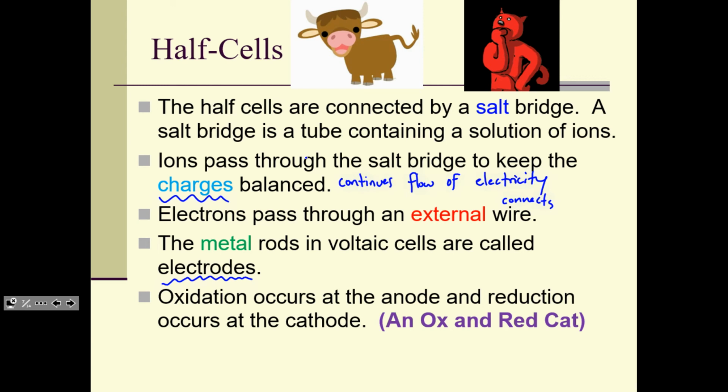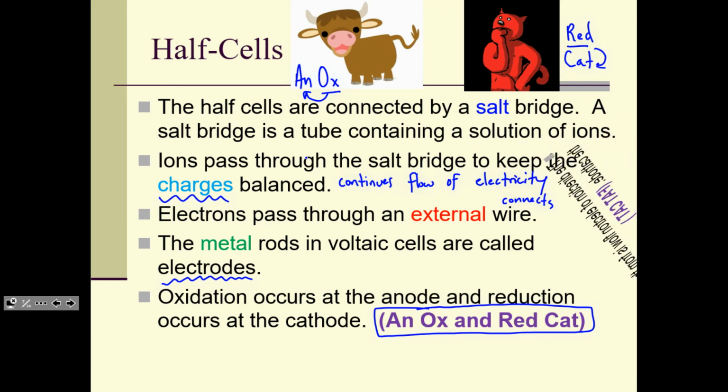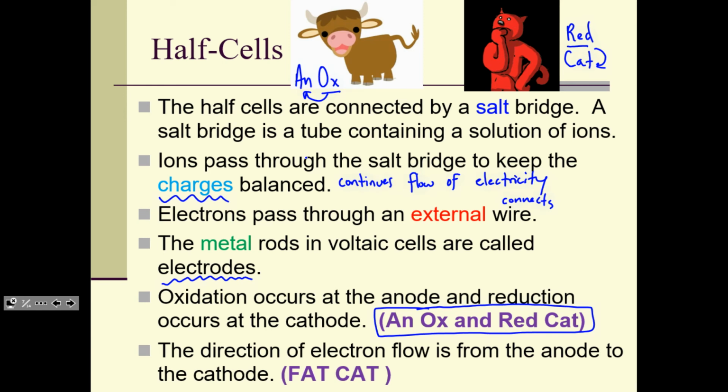So oxidation always occurs at the anode, and reduction always occurs at the cathode. So we can use this to help us remember. An ox and red cat. So oxidation occurs at the anode, and reduction occurs at the cathode. The direction of electron flow is from the anode to the cathode, which we say fat cat. From the anode to the cathode.